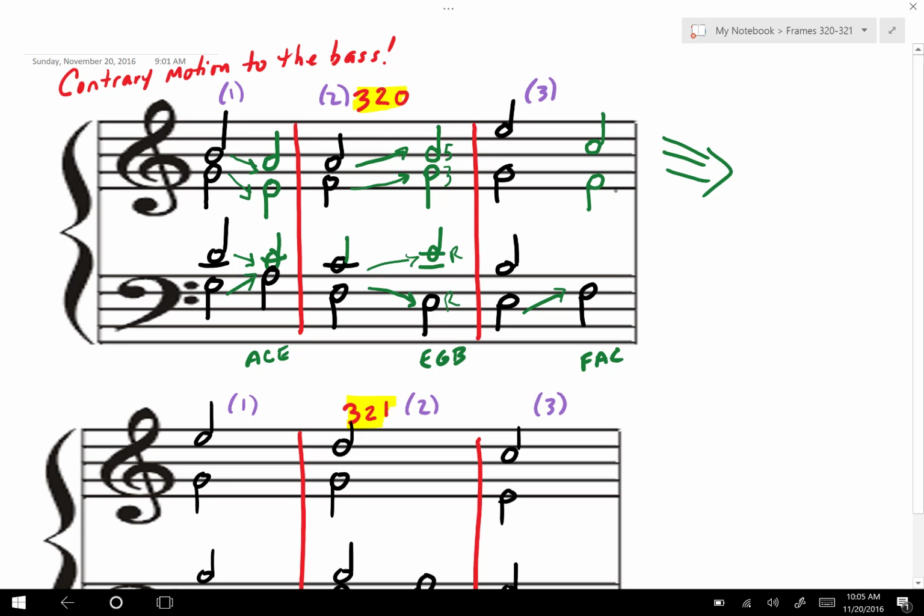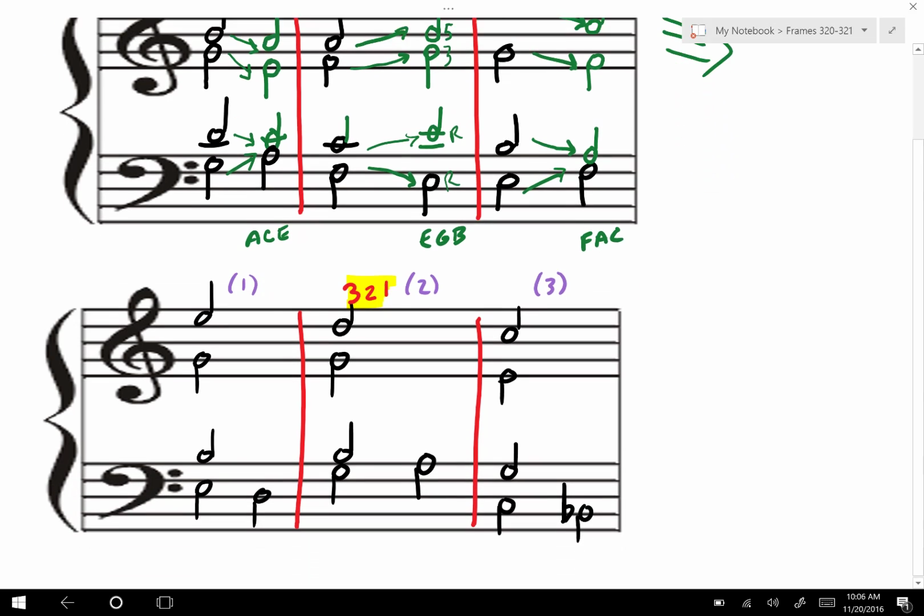Now my bass is doubled, so that's good. And then what's missing? We have two Fs and a C. We need the tenors to sing an A, and they need to be going down, contrary motion to the bass. And that's how you would do frame 320. Let's move on to frame 321.